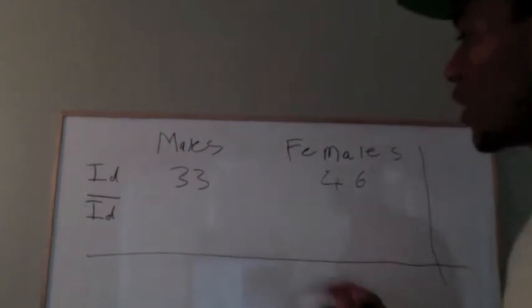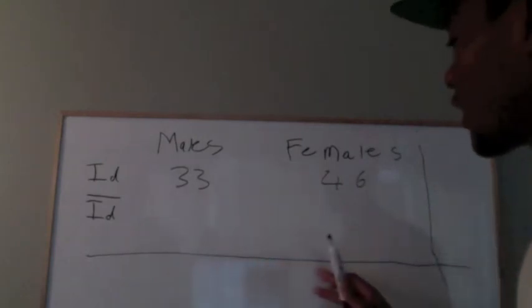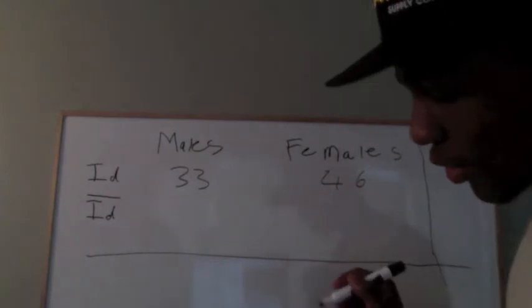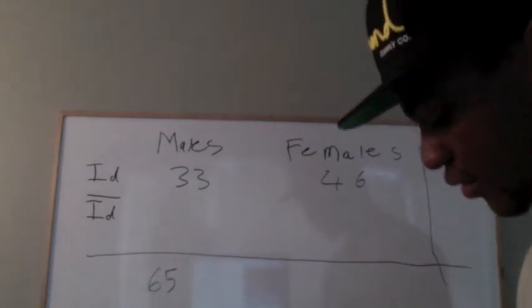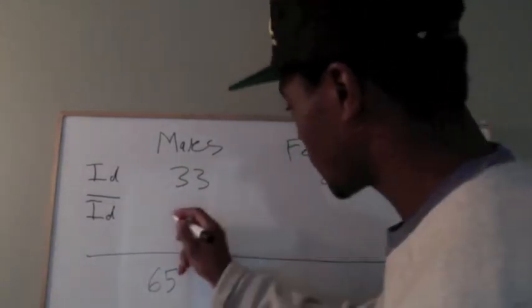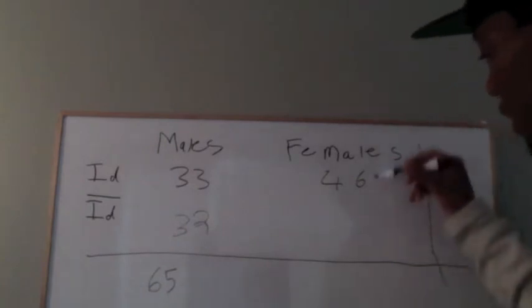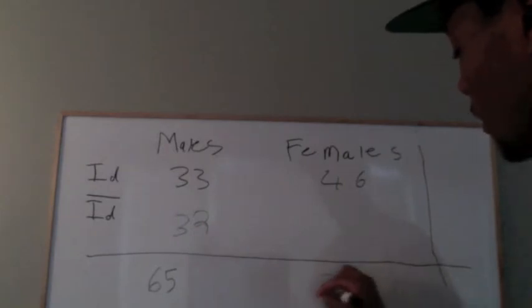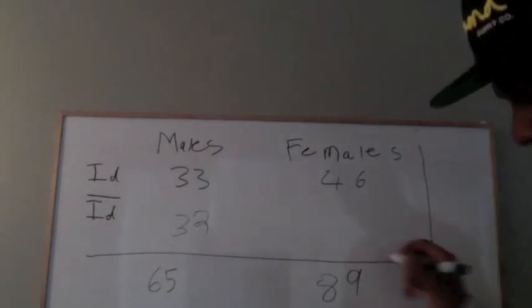If you look at the question here, I put a line over the bottom ID to show the people that did not get ID'd. Now in the question it says that 33 males got ID'd and there's a total of 65 males. That's simple math: add the other number, 32, which equals 65. 33 plus 32 is 65. The next one is 46 females were ID'd and there's a total of 89 females. Again, simple math, just adding. The number is 43.